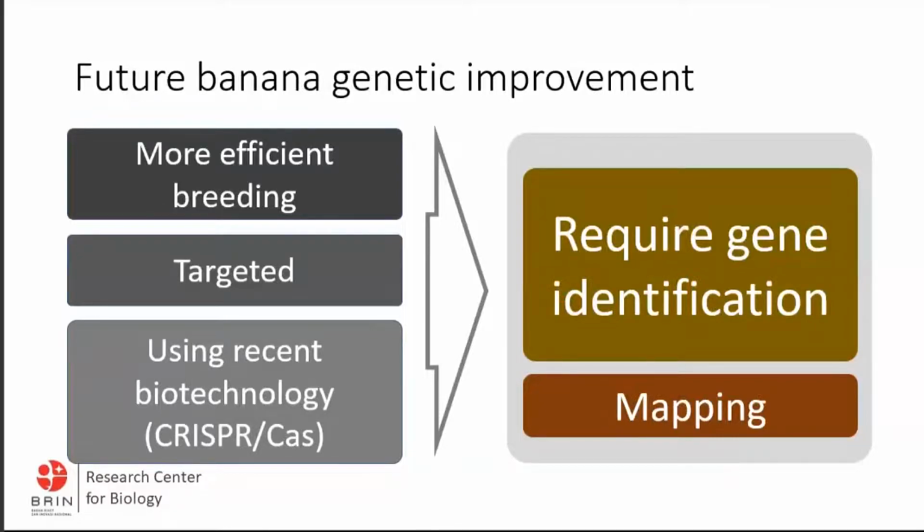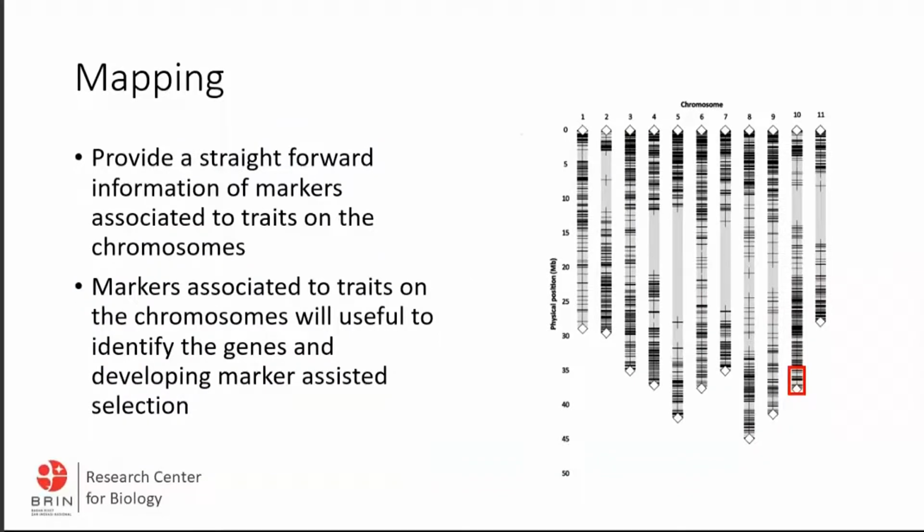These approaches need information about the genes that are associated to the desired traits. And mapping is an approach to identify the gene or region that is associated to the desired trait. An advantage of mapping is this method can provide straightforward information of markers that are associated to the desired traits on the chromosomes. Afterwards, markers can also be developed as marker-assisted selection that is specific to the disease or any traits that we want to identify.